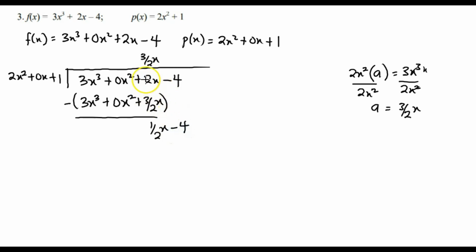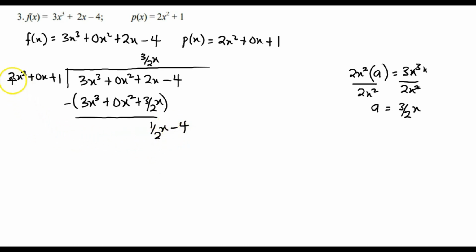Someone may ask, how was I able to work it out faster? Now 3 on 2 is the same as 1.5x. Therefore, 2x taking out 1.5x, it will be left with half x. Then we push down the minus 4.